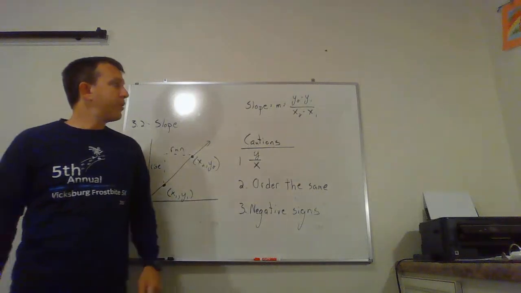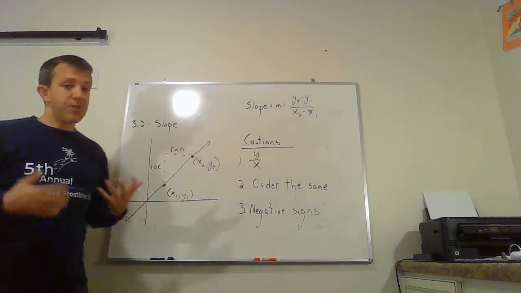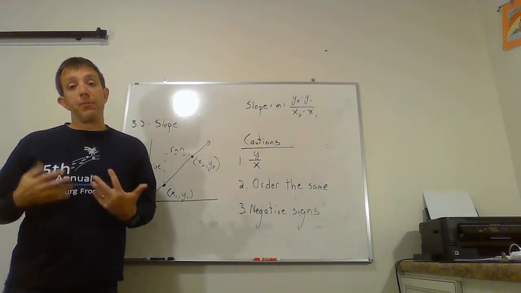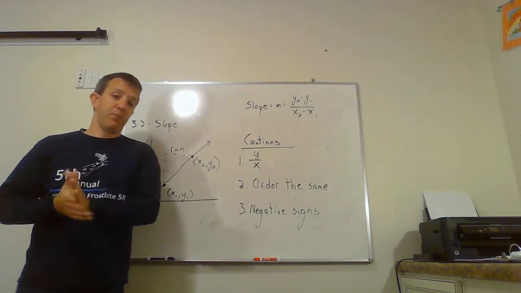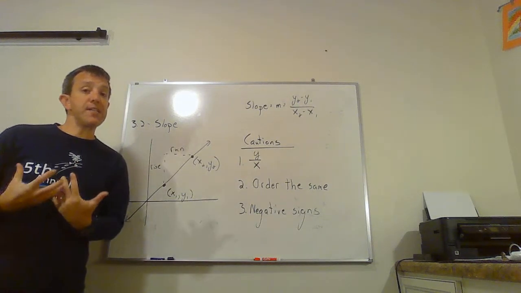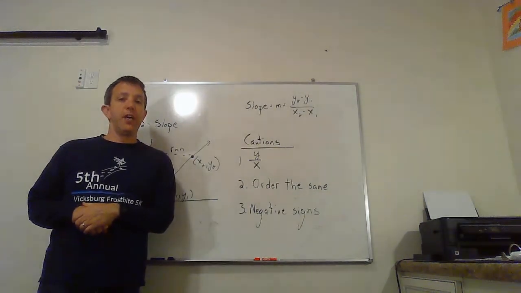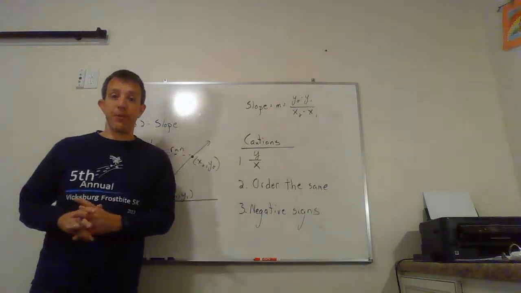Second one, the order has to be the same. Now, in the way I drew the picture, we can tell which one is point 2 and which one is point 1. But normally we just have two ordered pairs, and it's anybody's guess which one is 1 and which one is 2. Thing is, it doesn't matter as long as you know which one you're using as 1 and which one you're using as 2. And we'll see that here in just a minute when we do an example.